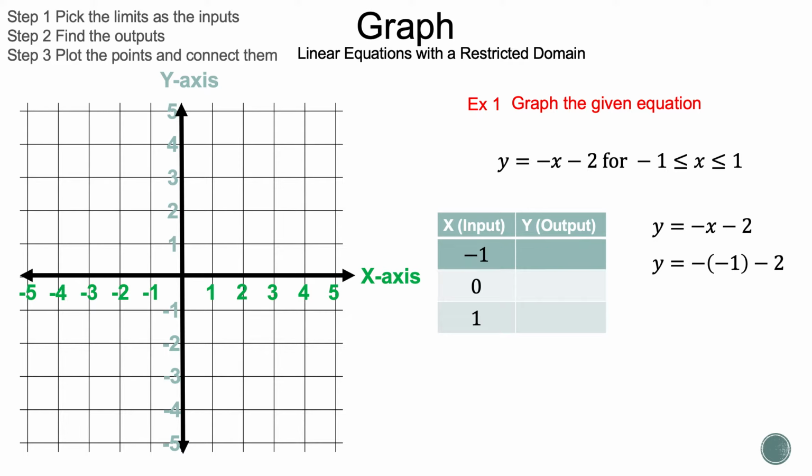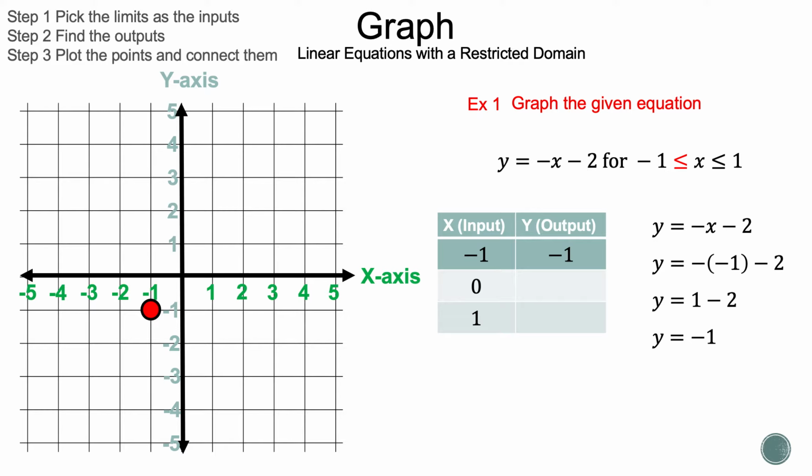Now we're going to substitute the first value of x, and that is negative 1. So we have y is equal to negative times the parentheses of negative 1 minus 2, and we multiply negative times the negative 1, then you get positive 1, because when you multiply two negative numbers they become positive. So you have 1 minus 2, and the result of that is negative 1. We put that value into the table because it is the output or the y value, and now we have the point negative 1, negative 1. And we plot that point.